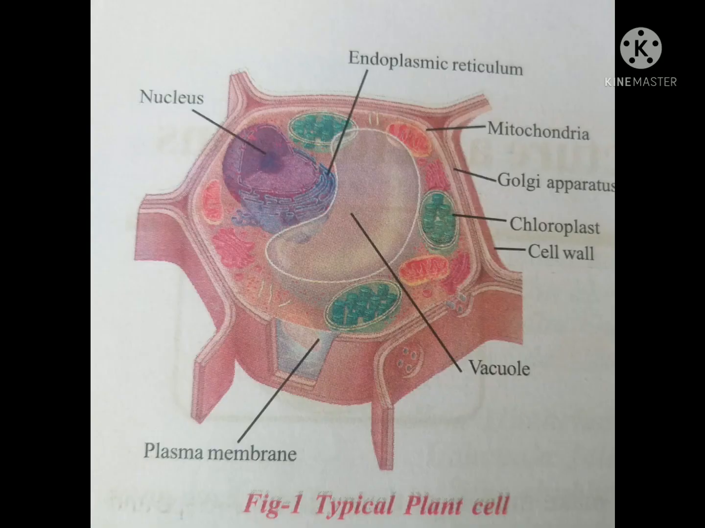Next cell organelle, vacuole. The large empty spaces present in the cell are vacuoles. These are fluid-filled sac-like structures. In animal cells, vacuoles are small in size, while in plant cells they are large.